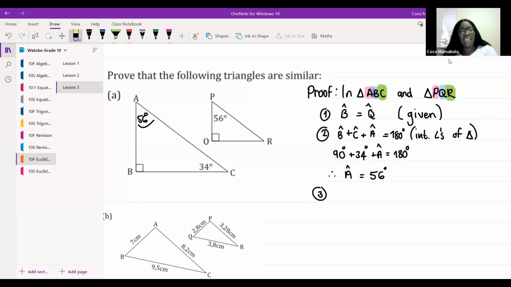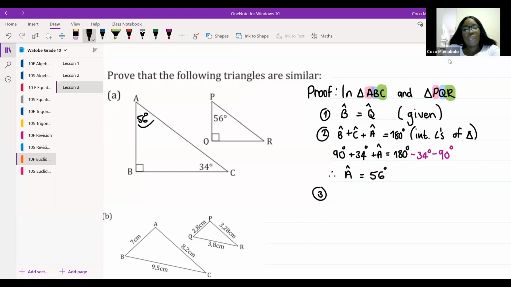So let's say I got negative 56. No, it shouldn't be negative, because what should happen is the 34 should go over and become negative 34, and the 90 should go over and become minus 90, and that would give you 56, not negative. All right. If we do the same for R, we're going to figure out that R is equal to 34 degrees.